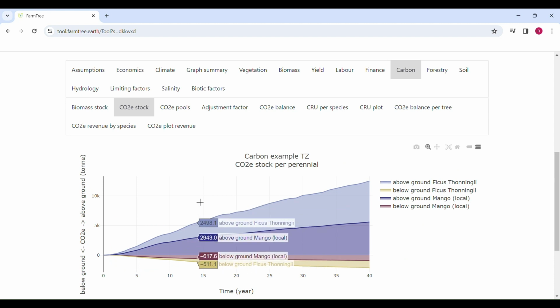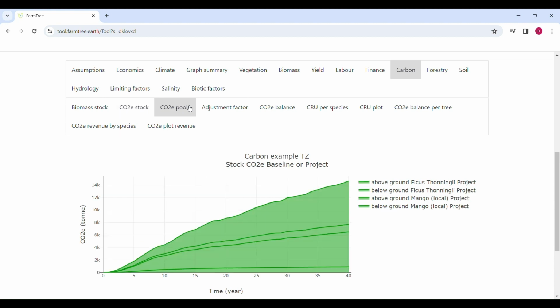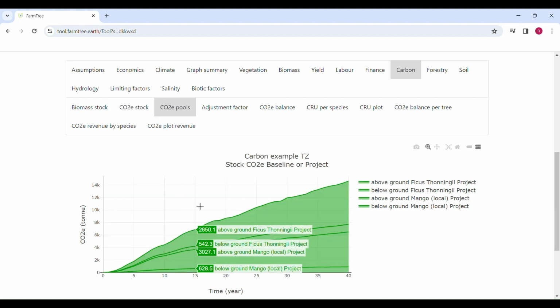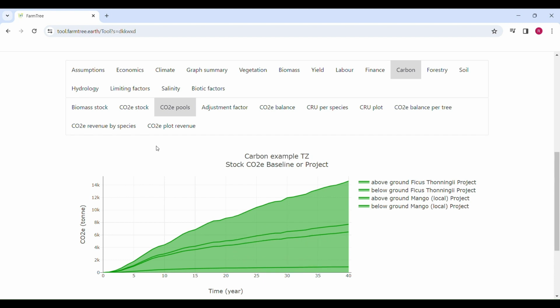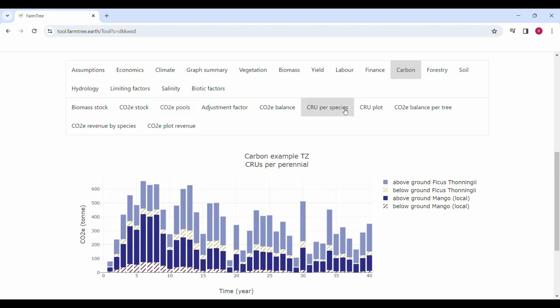And if we go to CO2 equivalent pools, we can see below ground and above ground added up to each other. At the carbon removal unit per species, you can see how much carbon is removed by all ficus and all mango trees. And you can see in the beginning of the project, the mango trees were sequestering more than the ficus trees, whilst at the end of the project, it's the other way around.